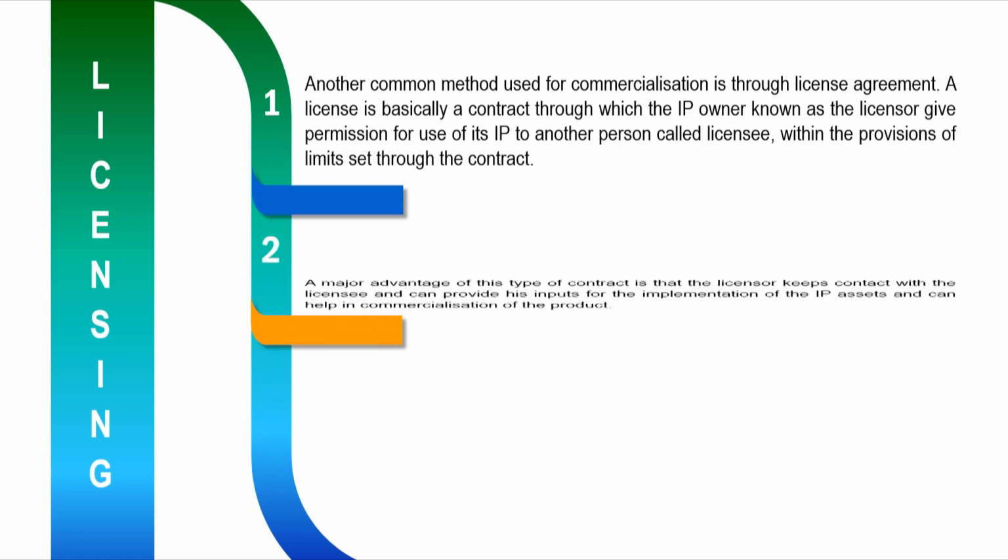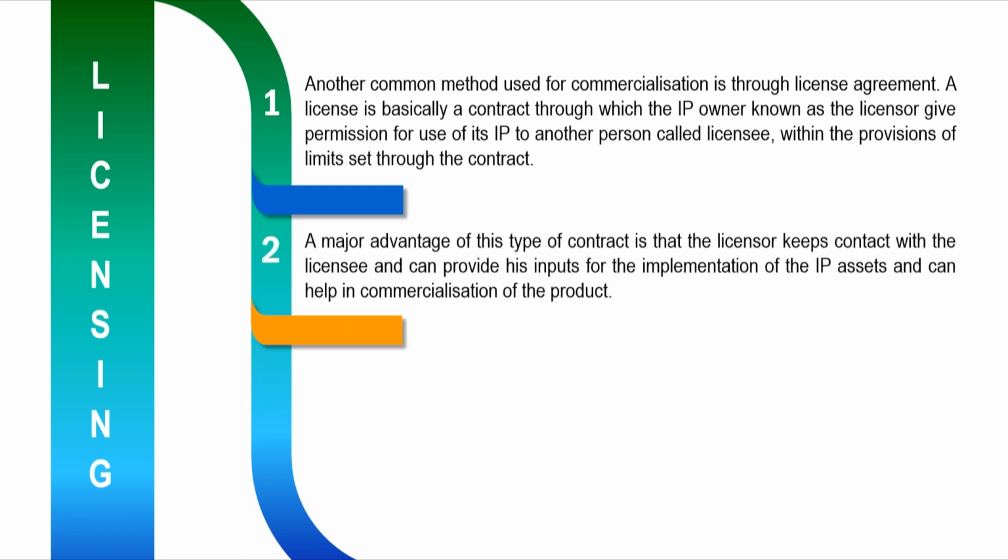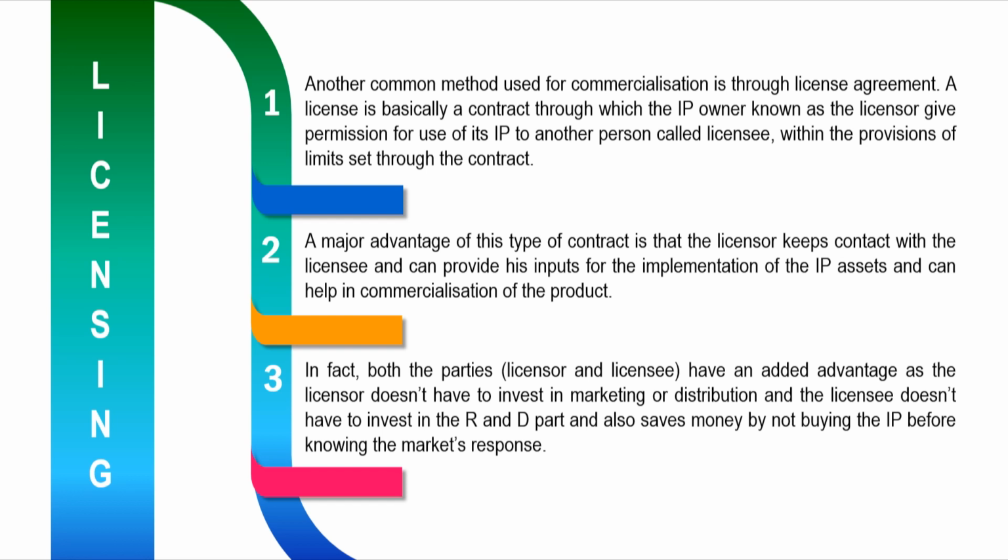Now, a major advantage of this type of contract is that the licensor keeps the contact with the licensee and can keep on providing his inputs for the implementation of the IP asset and can also help in the commercialization of the product. That means the inputs of the licensor are still intact with the licensee. In fact, both the parties have an added advantage, as the licensor does not have to invest in the marketing or distribution and the licensee does not have to invest in the research and development part, and also saves money by not buying the IP before knowing the market's response.